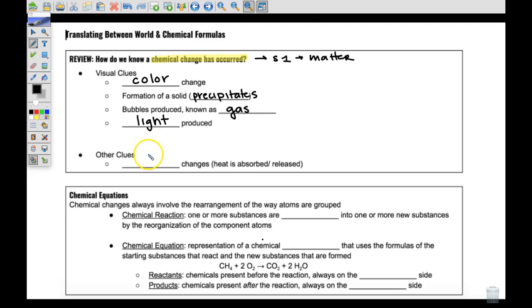Another clue that we can feel but cannot necessarily see is that there is an energy change and that heat is absorbed, and this is called endothermic, or heat is released, and this is called exothermic.